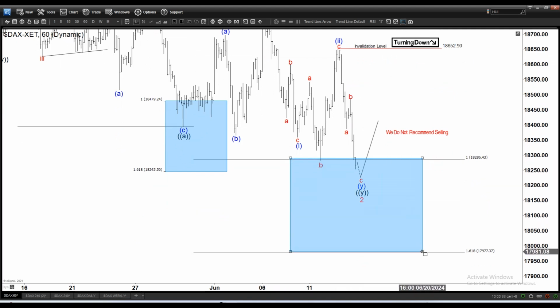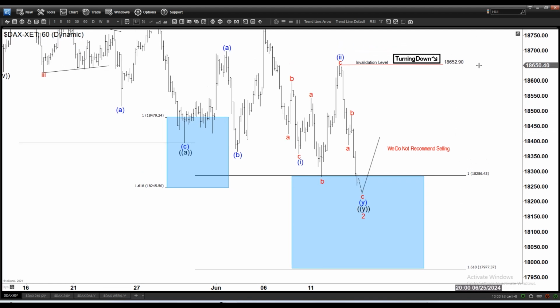So that means that if it is a flat, this 1.618 is not entirely safe. I mean, it can still find support in this area, but if it is a flat, we have a chance to actually surpass the 1.618 in a flat structure. Okay, so that will be the alternate scenario.